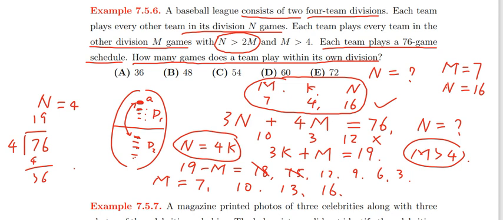So how many games does the team play within its own division? You need to multiply by 3. The question is not n; actually we want to find 3n. So with n equals 16, 3n is 48. Such a problem is a little bit tough. We need to consider case by case.